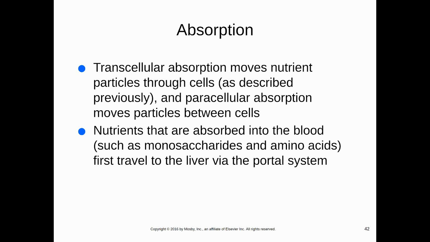Now, mostly what we talked about there was dealing with monosaccharides, right? Well, we also have other ways to get nutrients through, such as transcellular absorption, which moves nutrient particles through the cells. And again, most of this involves active transport of some sort. All of this is going to travel via active transport to your blood or your lymph. And from there, it'll go to the rest of your body.